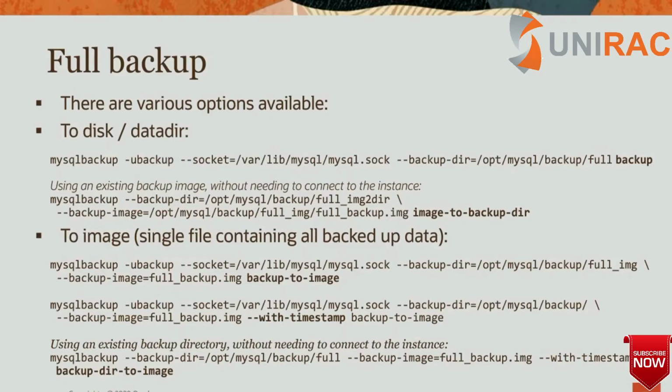I'm doing with timestamp, and that'll create a timestamps directory underneath opt mysql backup. And with the full backup image name within each directory, I'm backing up to image. Again, using an existing backup directory without needing to connect to the instance, I'm going to do mysqlbackup. The backup directory with the output is /full. The backup image name here with the image, so I'm doing a backup directory to image. So I'm converting a backup directory here to the image.